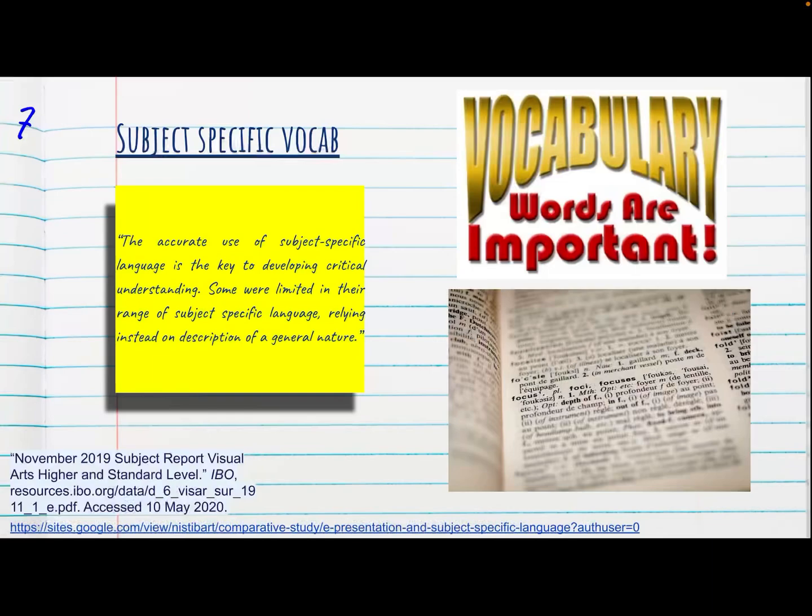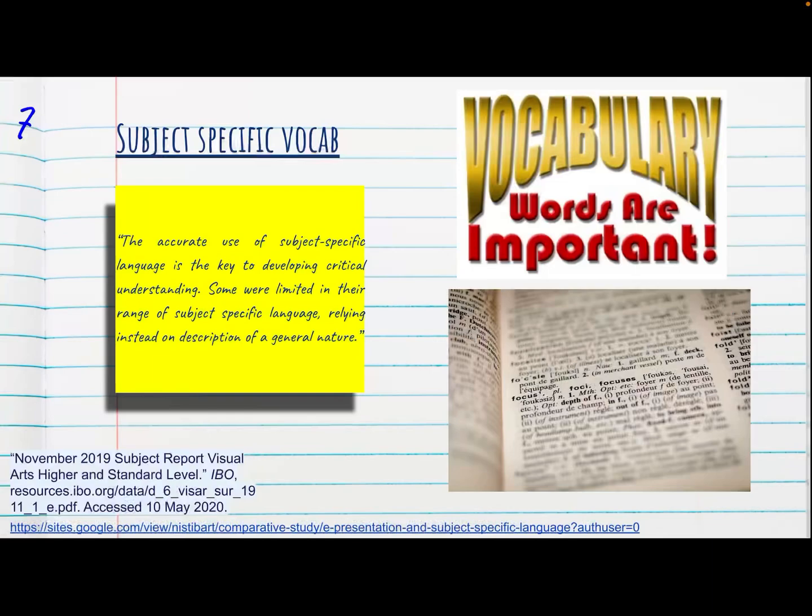Number 7, use subject-specific vocabulary. By not using the subject-specific language, we end up using more words than we need to and sounding less good. So, for example, we could be more concise and coherent by using appropriate vocabulary.